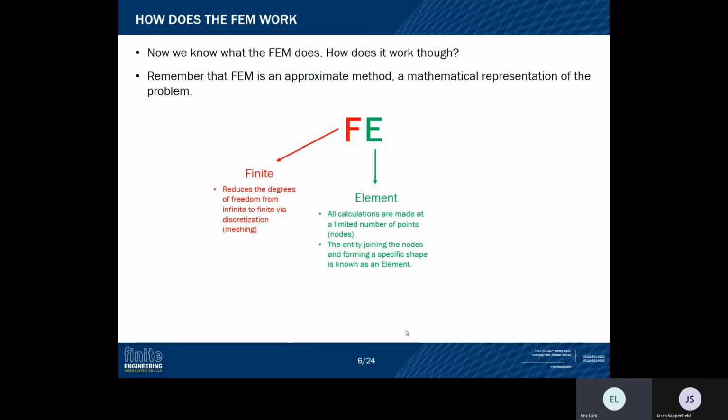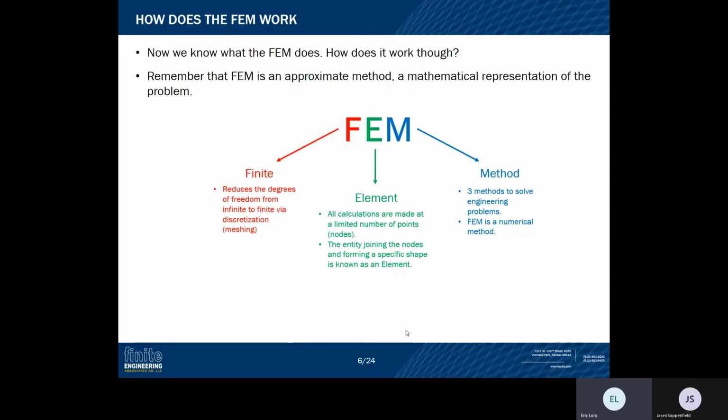And then we have the element. All our calculations are made at a limited number of points, and we call these nodes. These are the points that join the elements together, forming some specific shape. Generally we have these as either tetrahedrals, so triangles if you look at this in 2D, or we have them as hexahedrals, or in 2D, brick or rectangular elements.